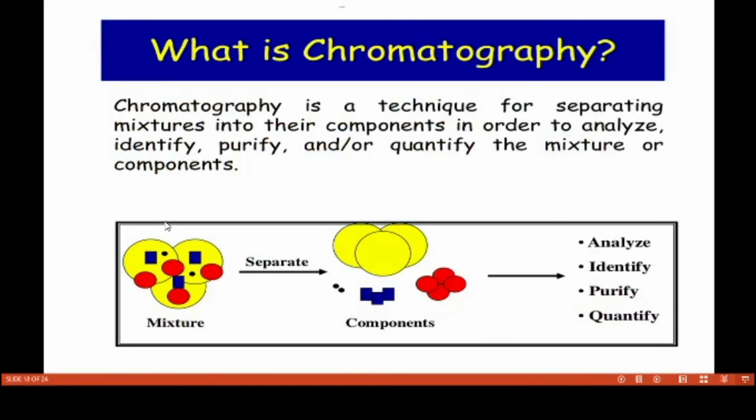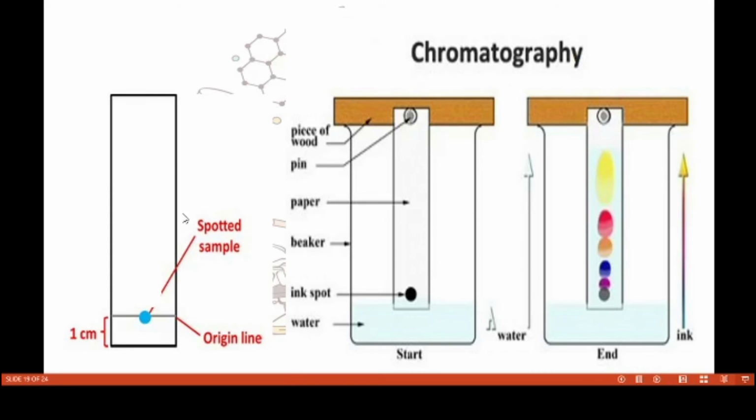So now we can understand what chromatography is. Chromatography is a technique for separating mixtures into their components. Why do we use it? We use the chromatography method to analyze, identify, purify and quantify the mixtures of the components. This is chromatography.